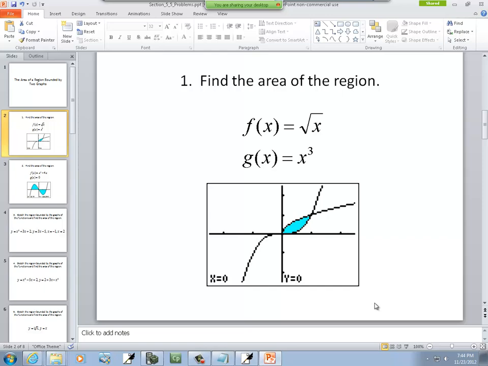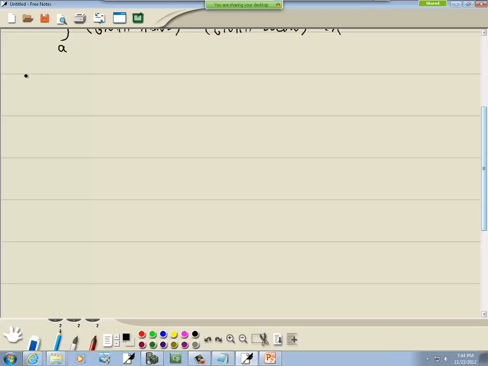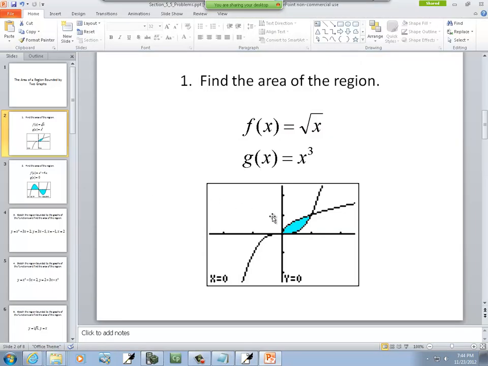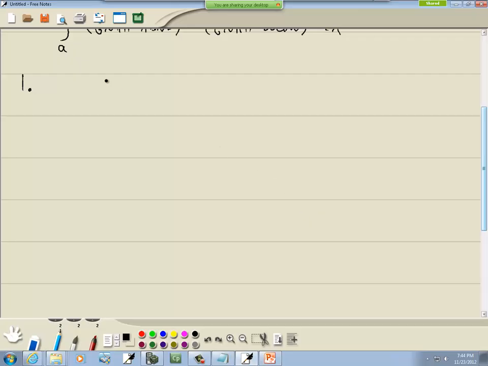Now this one says find the area of the region. Well, f of x equals square root of x, that's this graph right here. So it's going off like that. The g of x is equal to x to the third is this one right here, if you remember that from college algebra. Well, it's kind of obvious looking at it what the point of intersection is, but let's find it just to show the technique.